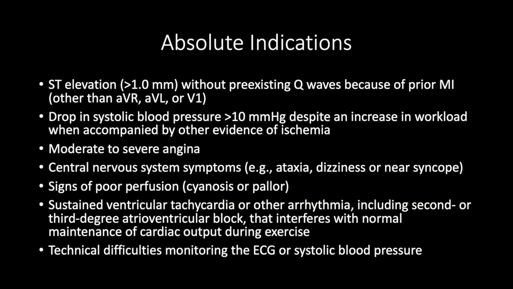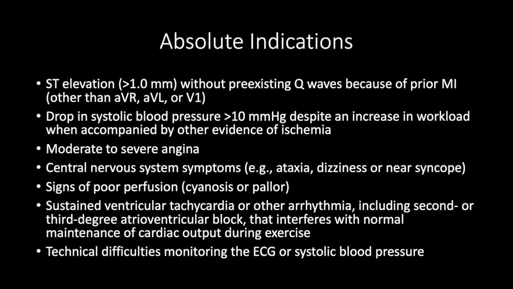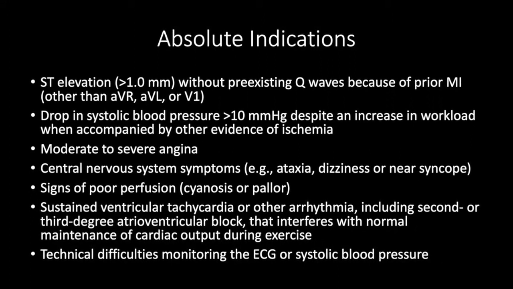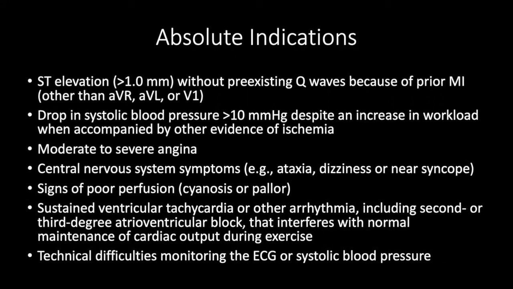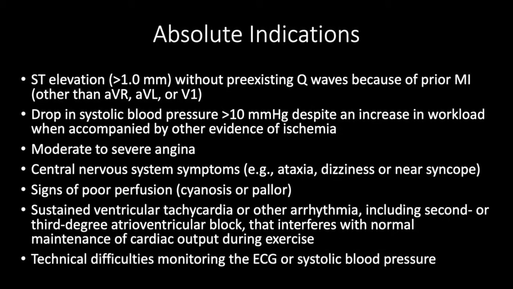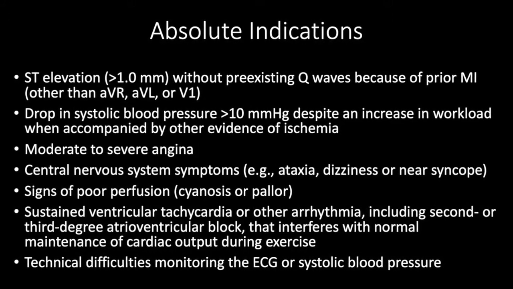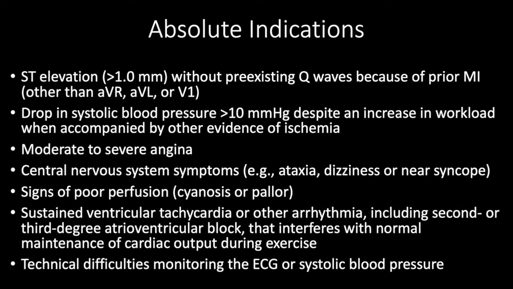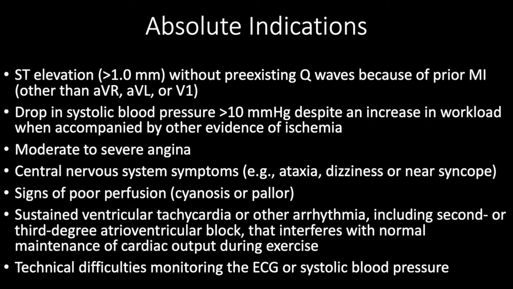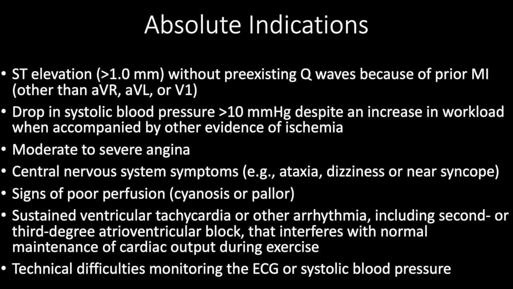Absolute indications for terminating an exercise test include ST elevation in leads without pre-existing Q waves because of prior MI, drop in systolic blood pressure of greater than 10 millimeters of mercury despite an increase in workload when accompanied by other evidence of ischemia, moderate to severe angina, central nervous system symptoms, signs of poor perfusion, sustained ventricular tachycardia or other arrhythmia, including second or third degree AV block that interferes with normal maintenance of cardiac output during exercise, technical difficulties monitoring the ECG or systolic blood pressure, or the subject's request to stop.